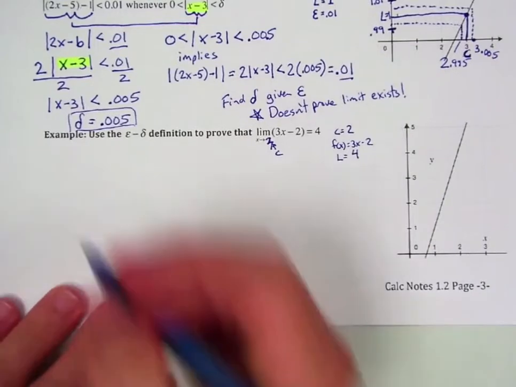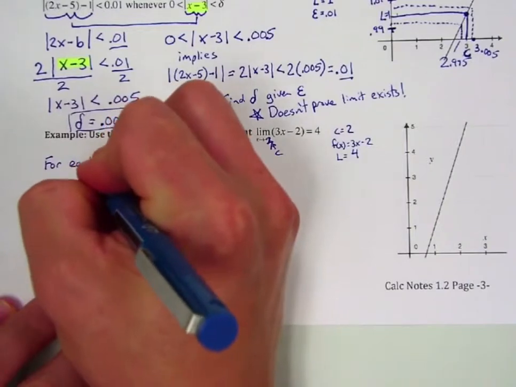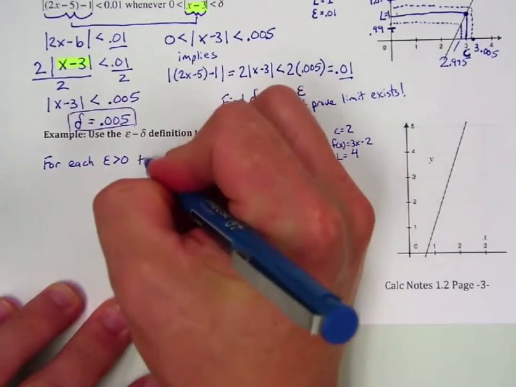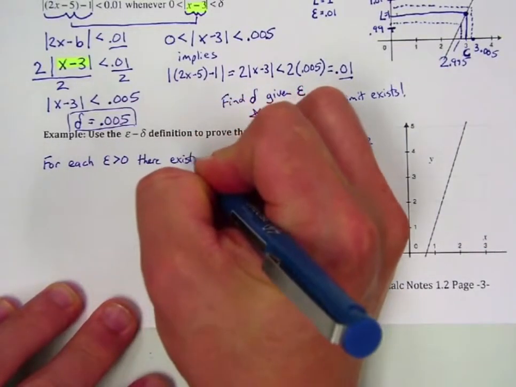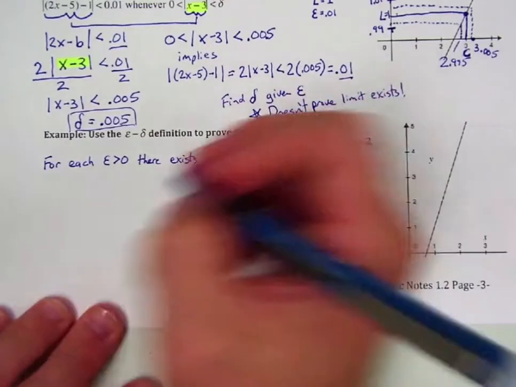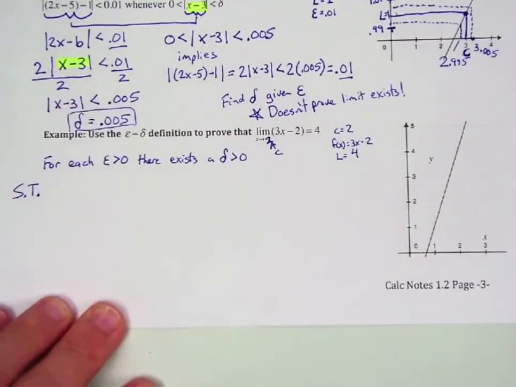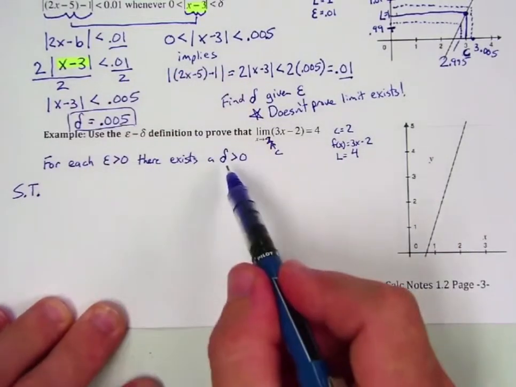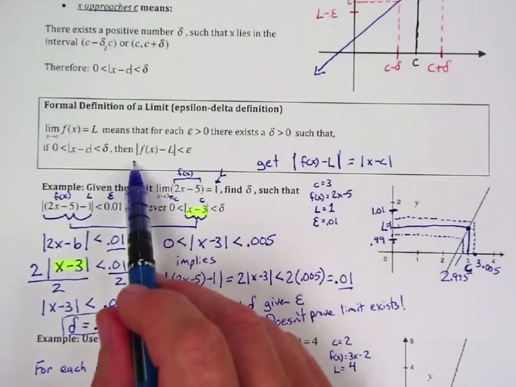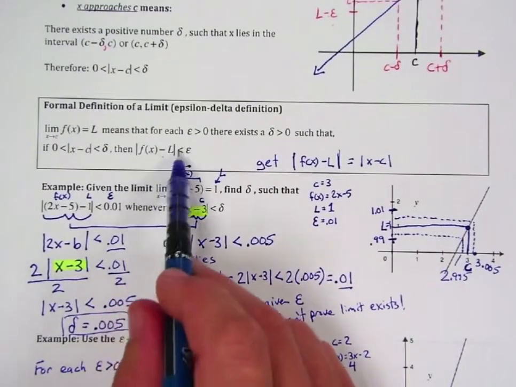And let's begin our proof. So we're just going to start by writing for each epsilon greater than 0, because we're doing it for all of them, there exists a delta greater than 0 such that, we'll abbreviate that ST, such that, and what we want to do here is go ahead and start with our definition, but start with the second half of the definition. Okay, so we're going to write f of x minus L in absolute value is less than epsilon.